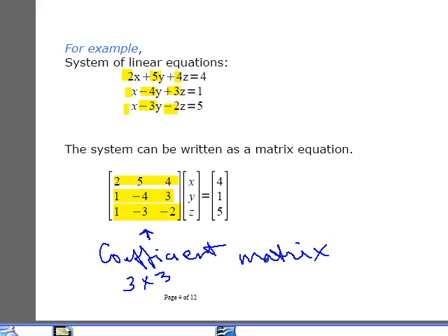Now, go back here and look at the variables x, y, and z. They appear in, of course, every equation. Where they don't, you would have a 0 for a coefficient. But at any rate, you write those as a column matrix. And this is your vector of unknowns.